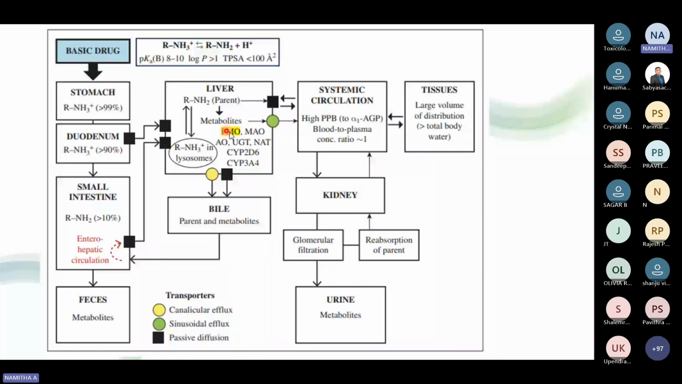This also has a high plasma binding capacity. Blood to plasma concentration ratio is approximately 1. This has a large volume of distribution, that is more in the tissues and less in the extracellular water.